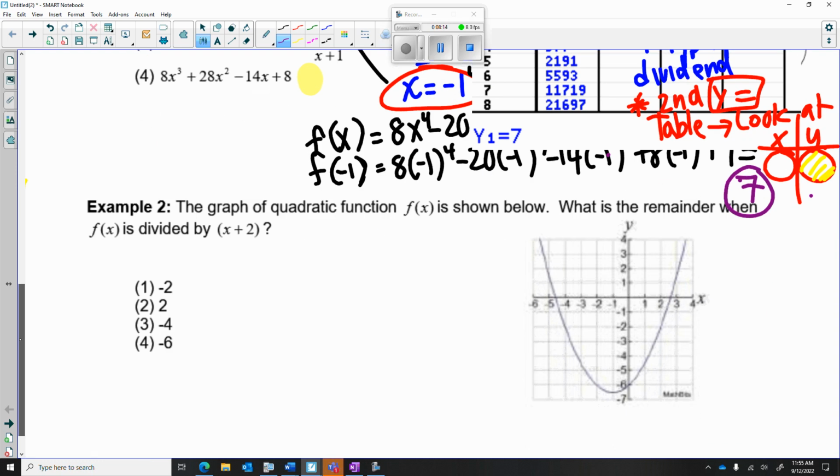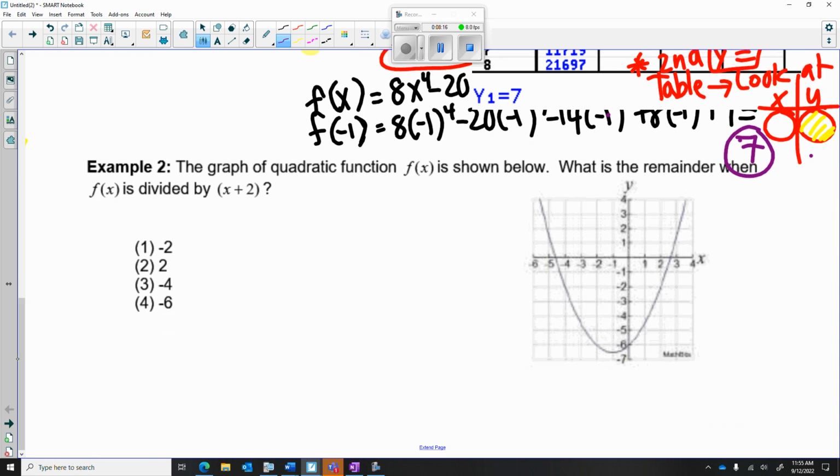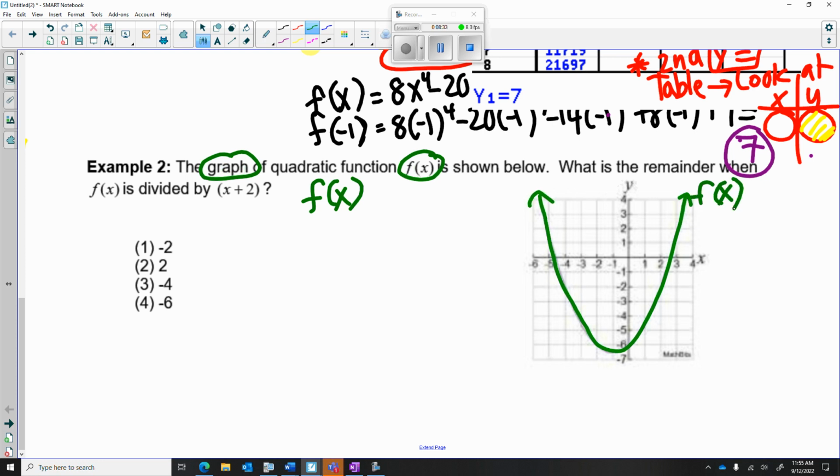Number 2. The graph of a quadratic function is shown below. What is the remainder? Okay, so this one, they're not giving you the equation of f of x. They're just saying we're dividing this f of x, which is this graph here, it looks like, a quadratic or a parabola, by x plus 2. And they're saying if we divide that, what's going to be the remainder? So you may be thinking, what the heck? We don't have the equation here. Well, you're going to still do the same steps.